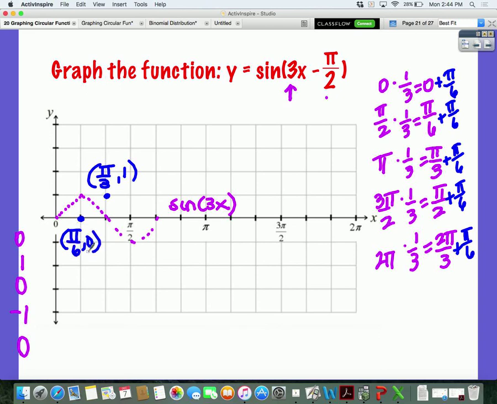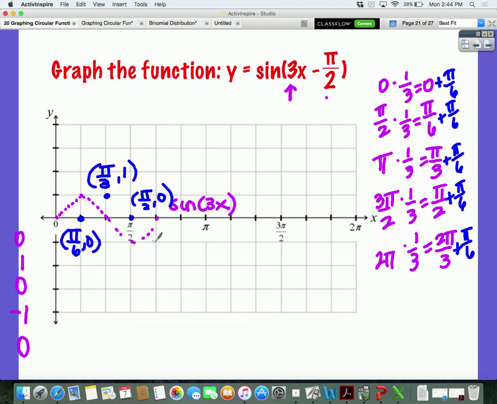What is pi over 3 plus pi over 6? Is everyone following along? Like literally, we're just taking our points and moving them left pi over 6 units. And here's the algebra that's happening to get those values. Okay? What's pi over 2 plus pi over 6?